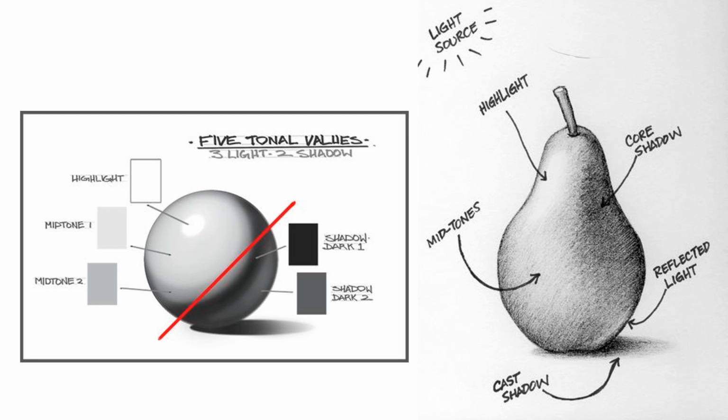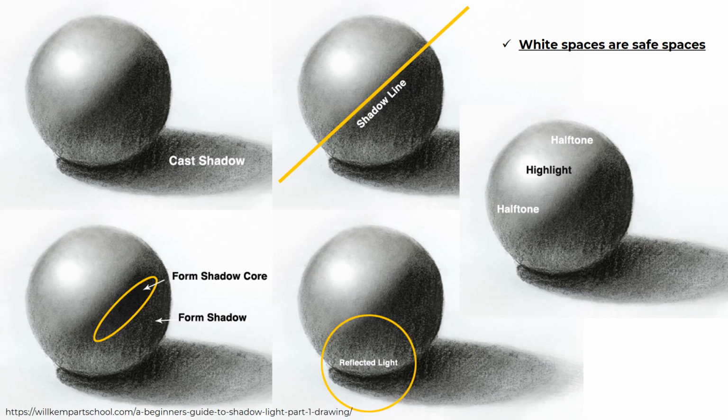Ang 2 shadow is the dark one and the dark 2. So mas merong shadow na darker and lighter. And we also have your highlight, the midtone, and the midtone 2. So may variation din siya. May lighter midtone, may darker midtone. This is another variation of your shades and shadow.